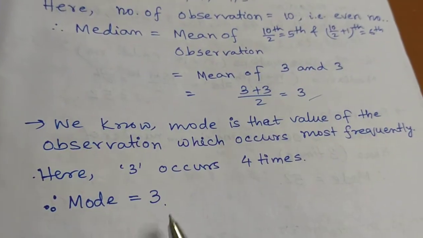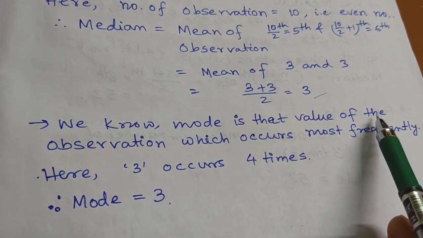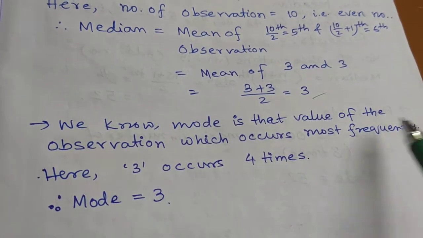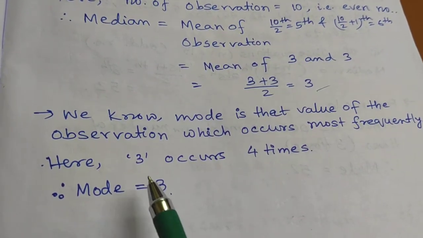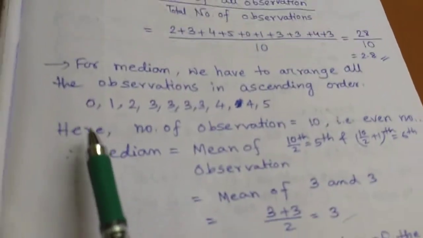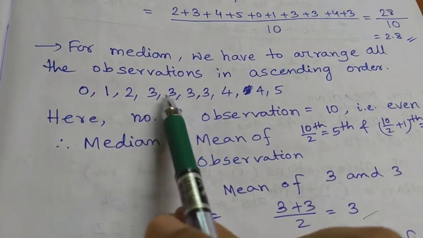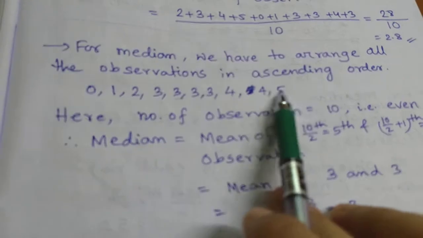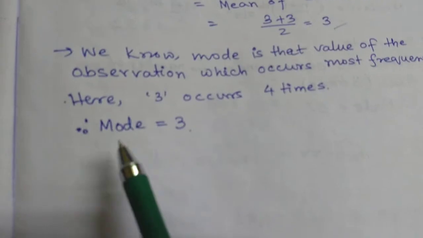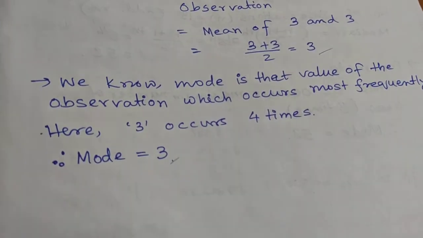Now the mode. We know mode is that value of the observation which occurs most frequently, that means the observation which has the maximum frequency. Here you can see 0, 1, 2, 3. You can see 3 occurred 4 times, 2 occurred 2 times, right? So that means the mode is 3 because it occurs the maximum number of times. So 3 occurs 4 times, so the mode is 3.